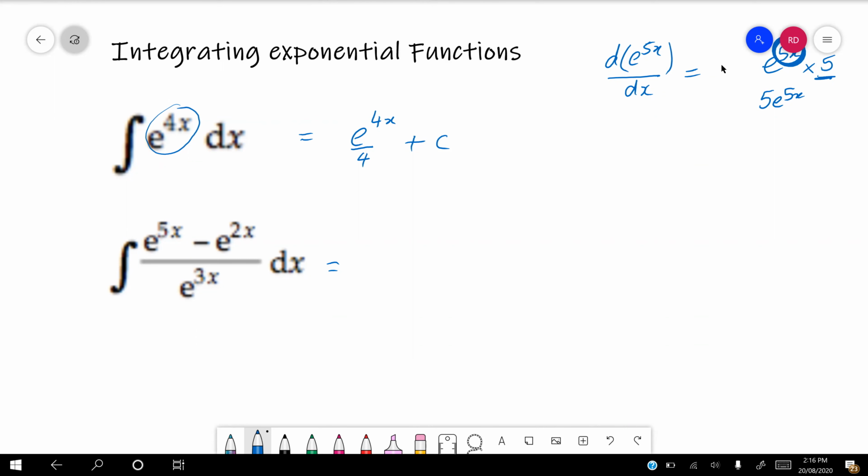If you have something like this, just like with the polynomials, you've got to write them out as individual terms. So simplify this: e to the power of 5x over e to the 3x. The same base, when you're dividing, you subtract. Again, same thing. This becomes e to the -x. So that's the first step, simplify. And then you do the individual terms. So e to the power of 2x divided by 2. And this is e to the power of negative x divided by negative 1, so that becomes positive. All right. And don't forget the plus c.